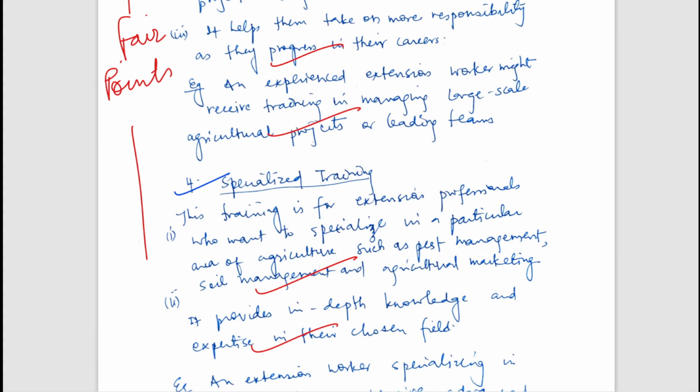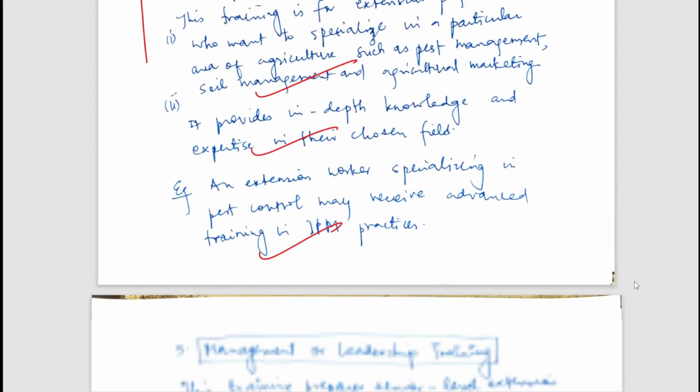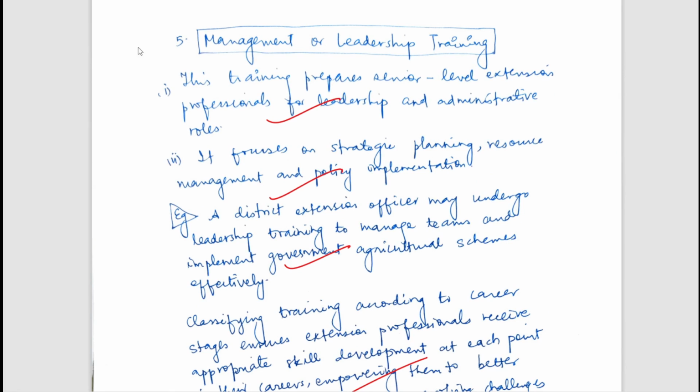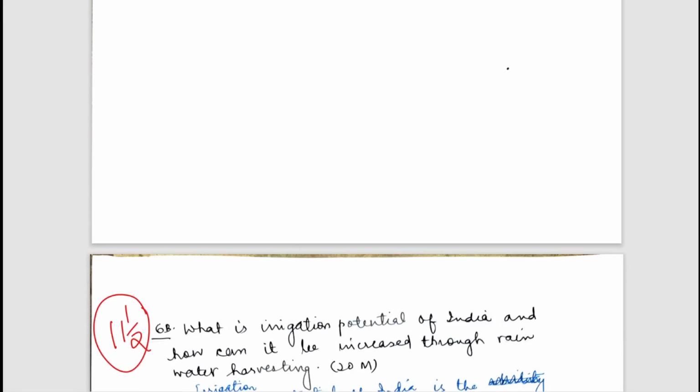Specialized trainings are also given. You can simply pause. We know some extension officers are experts in pest management, some are experts in soil management. So these things are due to training only. Management and leadership training: obviously, we have to address a lot of farmers in one group. Communication training has also been mentioned. So, a well written answer. Let's move to the next question.